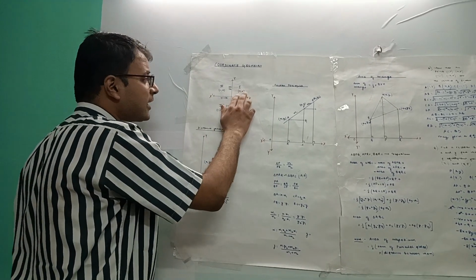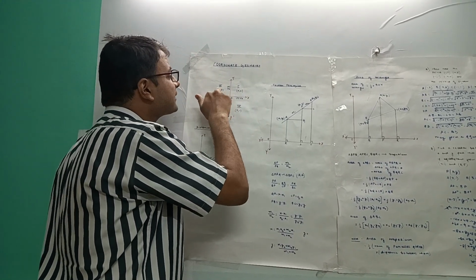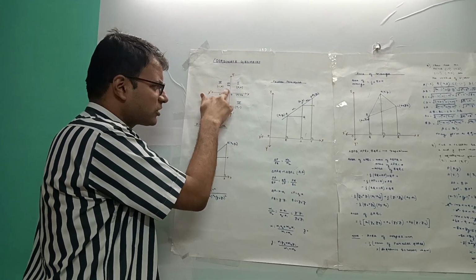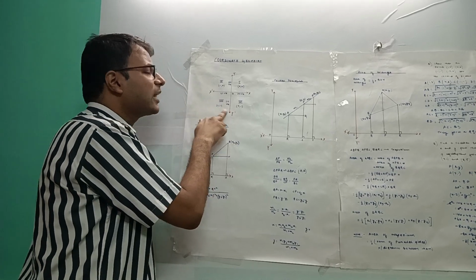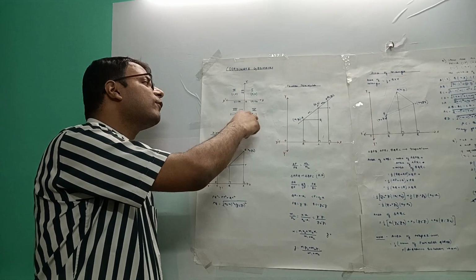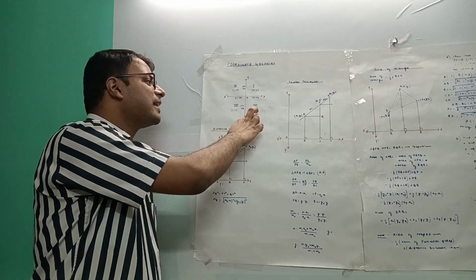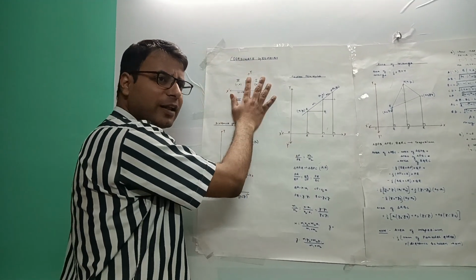So in the first quadrant, both the x and y coordinates are positive. In the second quadrant, x is negative and y is positive. In the third quadrant, both x and y coordinates are negative, and in the fourth, the x coordinate is positive, whereas the y coordinate is negative. Clear? Now see, this is the first fundamental concept.